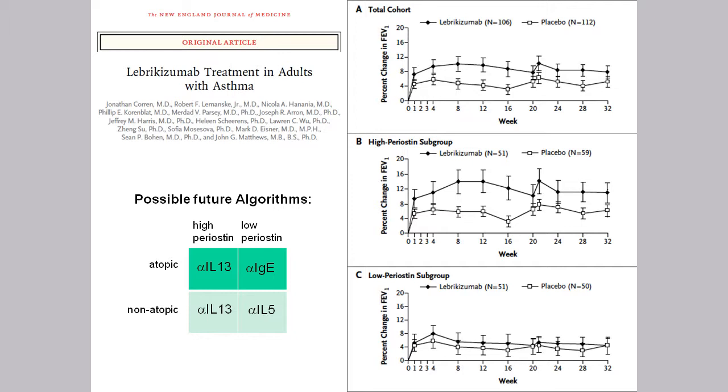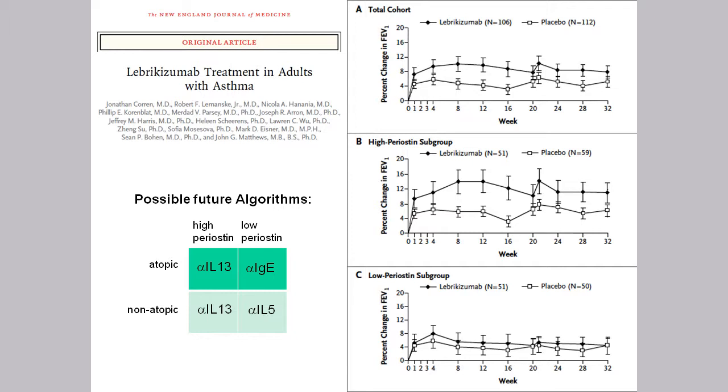But if you subdivide these patients into categories of high periostin and low periostin, which is looking at a biomarker, you can see that the high periostin group in B shows a better outcome than the patients who have low periostin. So studies like that instruct us to look at several biomarkers to classify patients so we can do more targeted treatment.